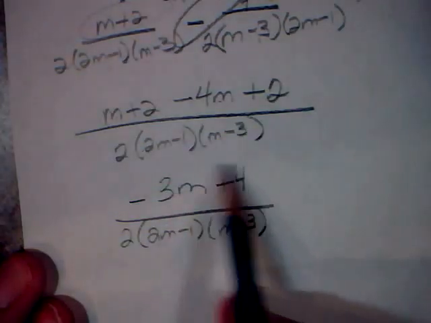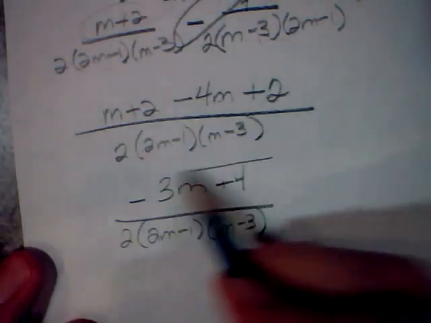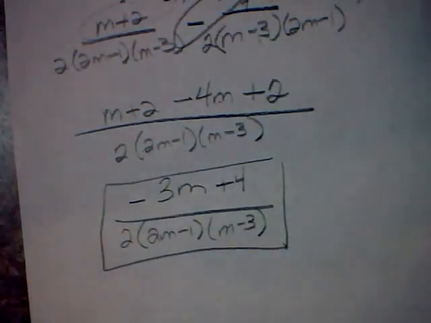And we check to see if this can be factored. There's no common factor. It's definitely not a difference of squares. So this would be your final simplified fraction. And that'll complete that problem.